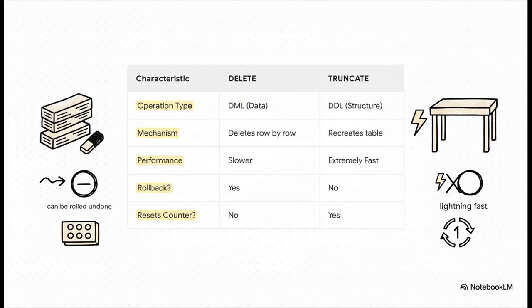Delete is a data operation. It goes row by row by row, which is kind of slow. But the upside is you can usually undo it. You can roll back the change. Truncate, though, is a structural operation. It basically vaporizes the old table and instantly rebuilds an empty one. It's lightning fast, but it is irreversible. And look at this last point. Truncate resets your counters, like a user ID, all the way back to 1. Delete just picks up where the last one left off.